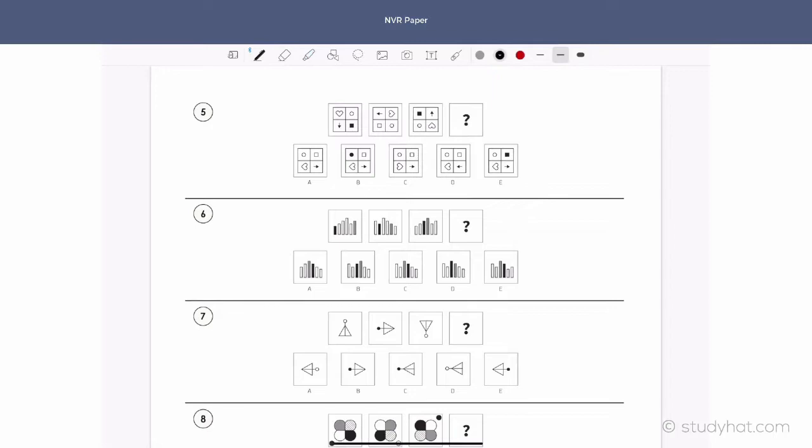Question 5. We've got some rotation as well. The shapes are going in a clockwise direction. This circle is moving to here, then it's moving to here. So we're going to go circle, heart. So we're going to expect a heart to be in this position, but we don't know which orientation. We've all got hearts in that position.